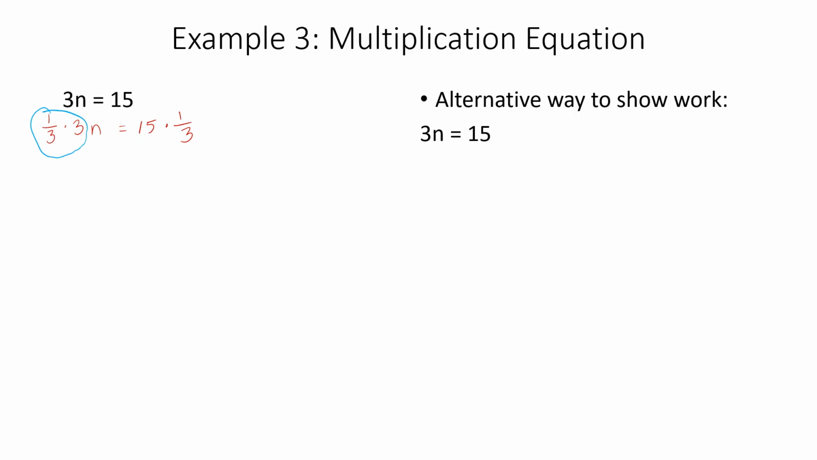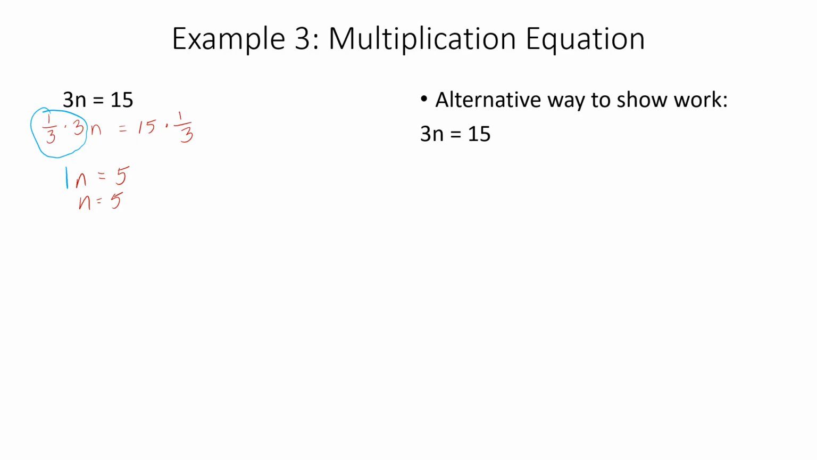So 1/3 times 3 is equal to 1, giving me 1n. 15 times 1/3 is equal to 5. And 1 times n is just n. And so we get n is equal to 5.